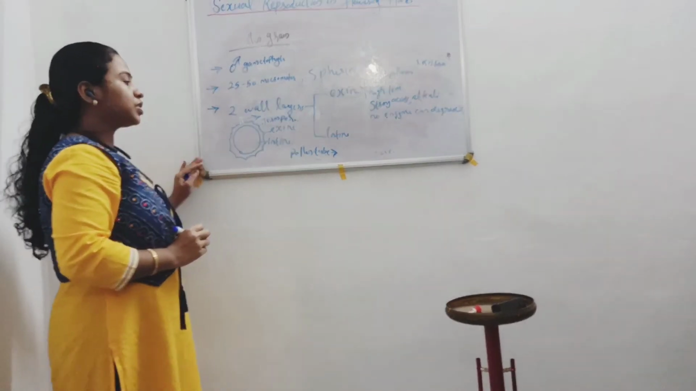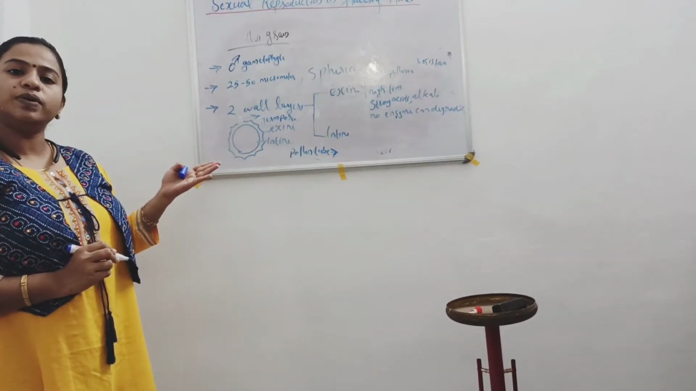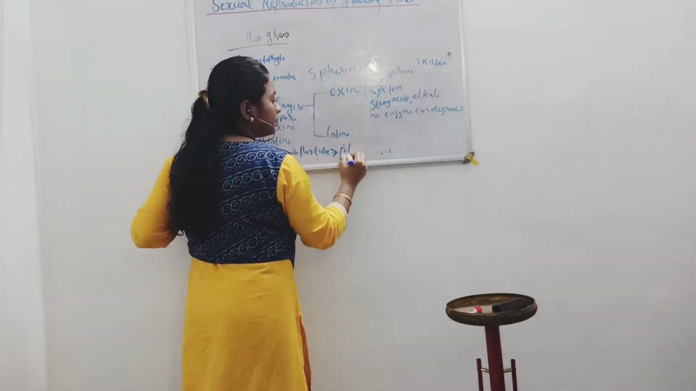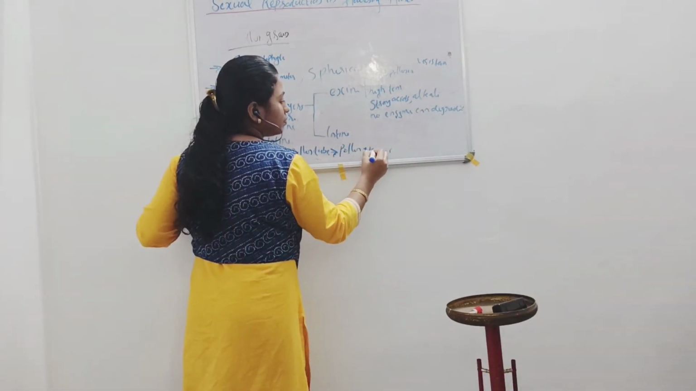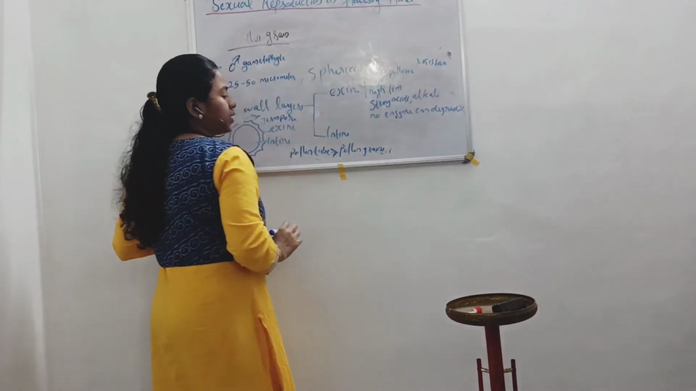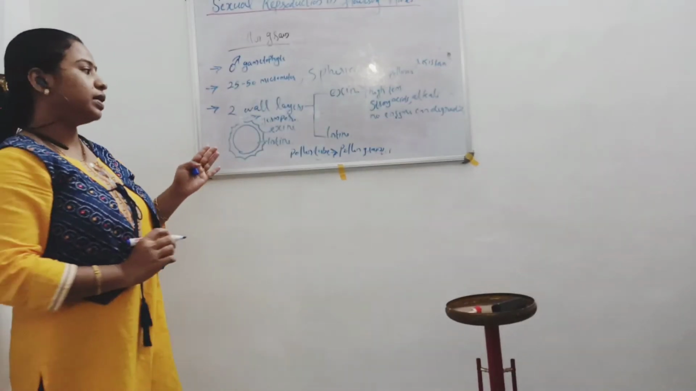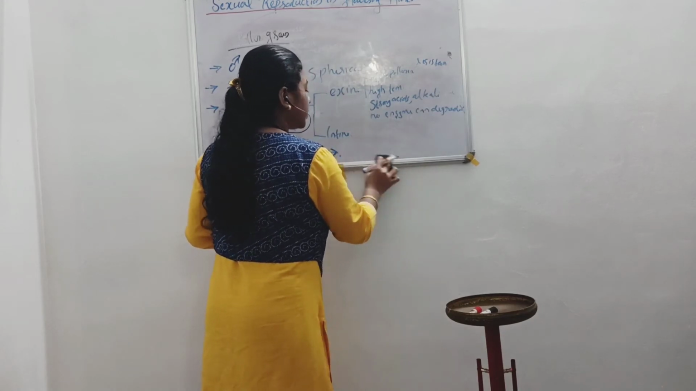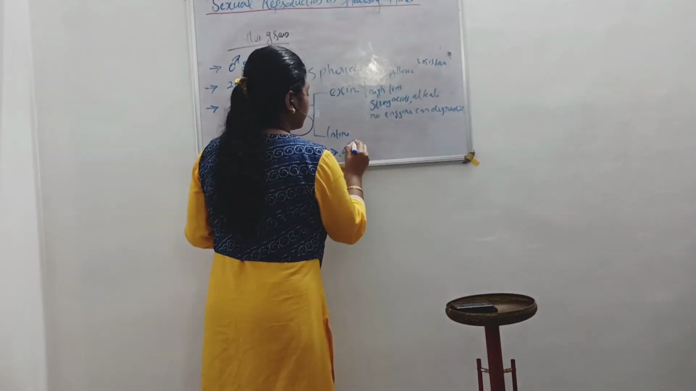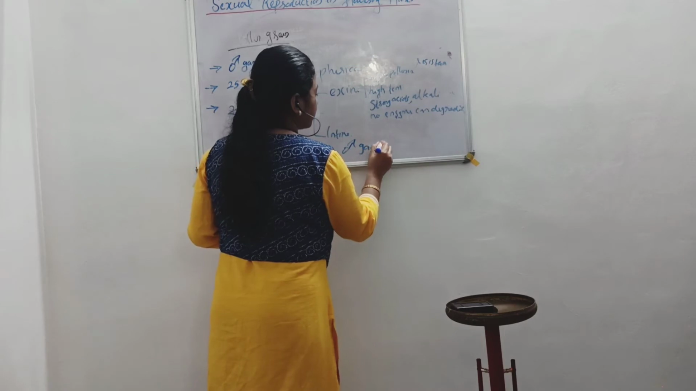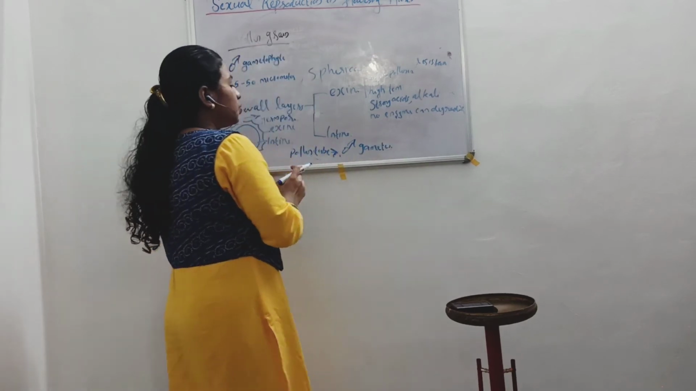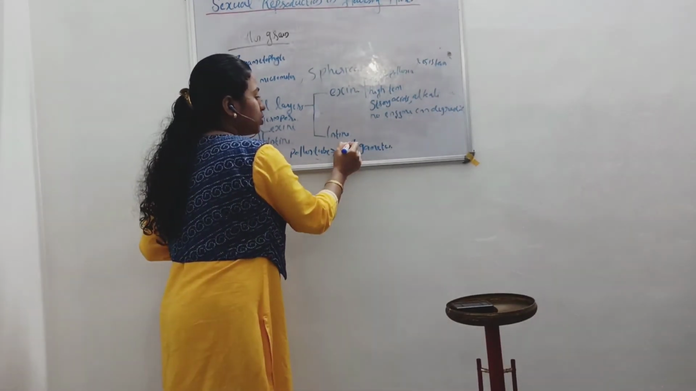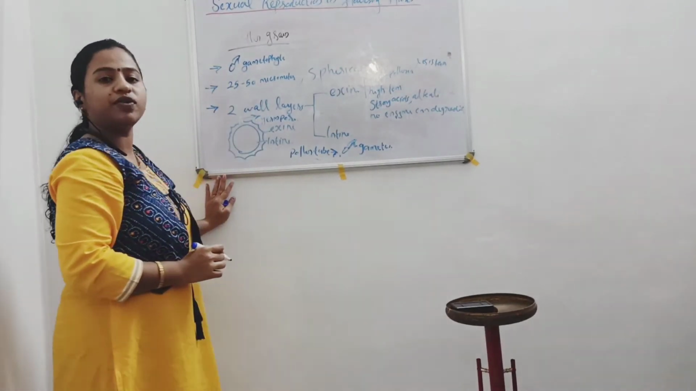Okay, what is the function of the pollen tube? The pollen tube helps in the release of the male gametes during fertilization. That is, through this pollen tube, the male gametes go to the outer side during fertilization.